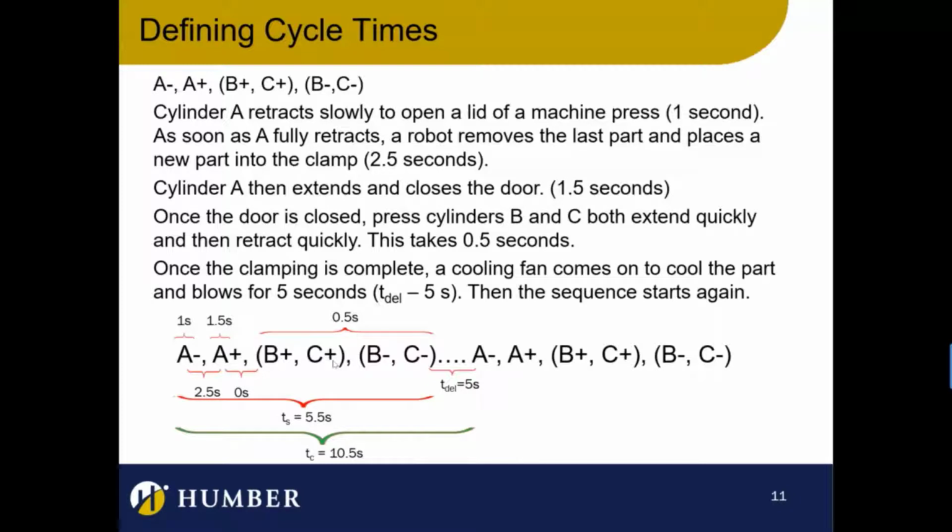The lid's going to get open. The robot's going to grab the part, put a new one in, close the door, bam, wait 5 seconds, and do the whole thing again. So a little bit more complicated, but all you do is write the control statement down and then label all the times and then find out your sequence time. Add some delay, press play, get your total. There you go. So nice and simple.